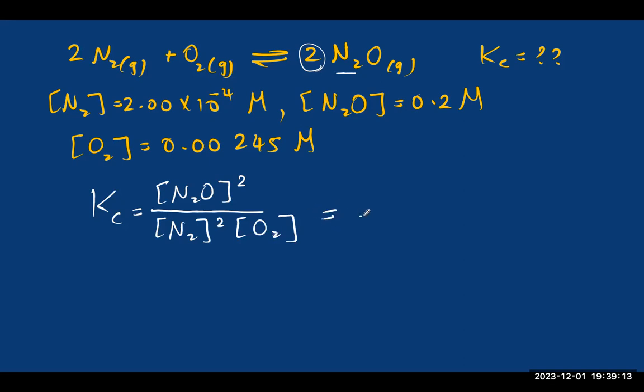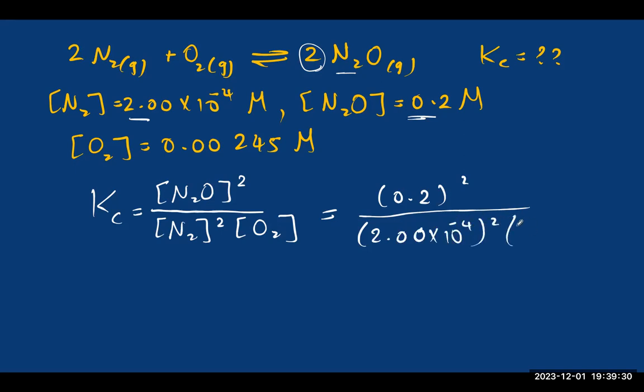Now we'll just substitute for the values that we have. For N2O, we have this value, 0.2 to the power of 2. For N2, the value is 2 times 10 to the negative 4, and again to the power of 2. And for oxygen, 0.00245. And we need only to use the calculator, and the final value would be 4.1 times 10 to the power of 8. So this is an example of how to use it. So it's easy. You need only to write the expression and plug in the values that you have.